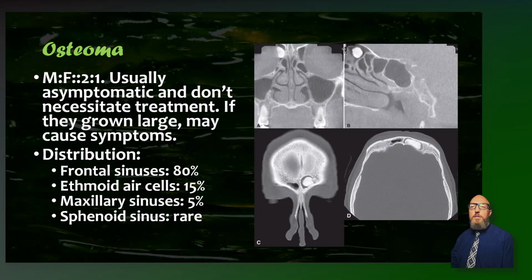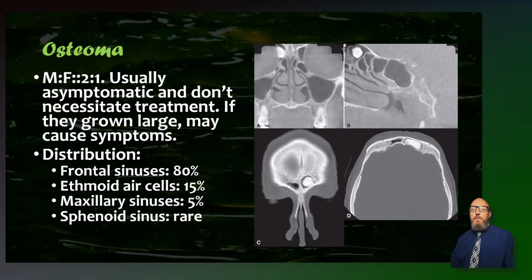Now on to osteoma. This is your callback from the toffee topic. Going to be twice as common in men, usually asymptomatic. Just like with antroliths, usually not requiring any treatment unless it grows large enough to obstruct the sinus drainages or cause symptoms. In the sinuses, its distribution is characteristic: about 80% in the frontal sinuses, so that's really common to see in the frontal sinuses. If you really start looking at CBCTs, you're going to start seeing these. 15% in the ethmoid air cells, 5% in the maxillary sinuses, and then it is pretty rare in the sphenoid sinuses.